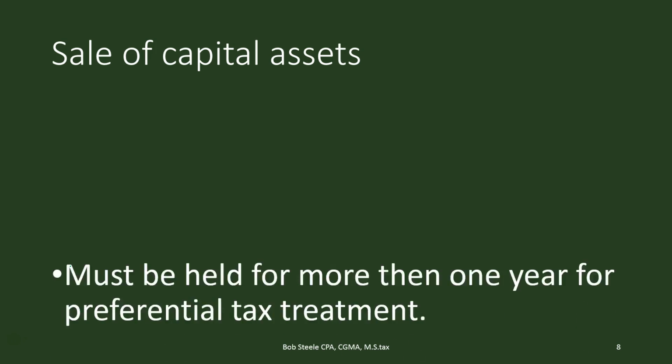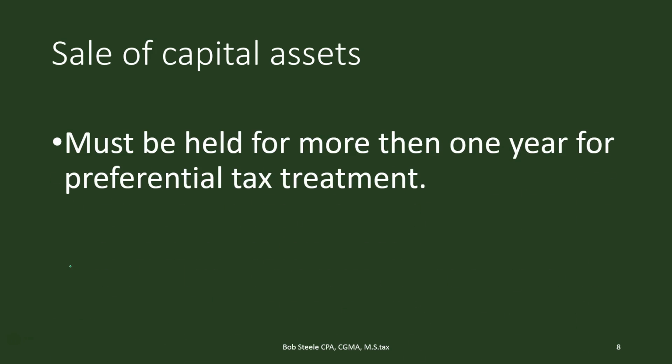Sale of capital assets must be held for more than 1 year for preferential tax treatment. So capital assets are generally going to have a preferential tax treatment if they're held for more than 1 year. So remember, when we're talking about taxes, we have a progressive tax scale when we're talking about federal income tax. Then separate from that, we generally have a lower preferential tax rate for capital gains. And in order to qualify for that rate, we have to have held it for more than 1 year.